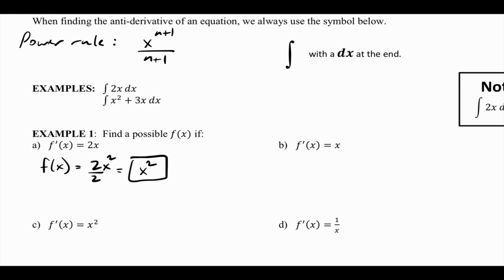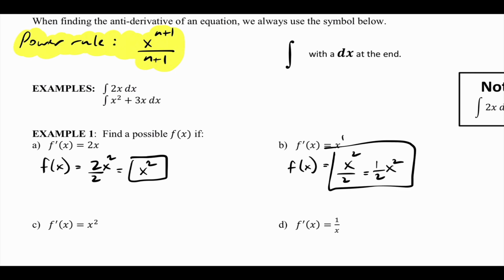1b. What power does it have right now? 1. Once we know that, we can use our power rule. The power rule says, add a power, divide by that new power. You can either write it like that, or you can write it like that. Either one. You can say divided by 2, or you can say 1/2. It's the same thing. Dividing by 2 and taking a half is the same thing, right?